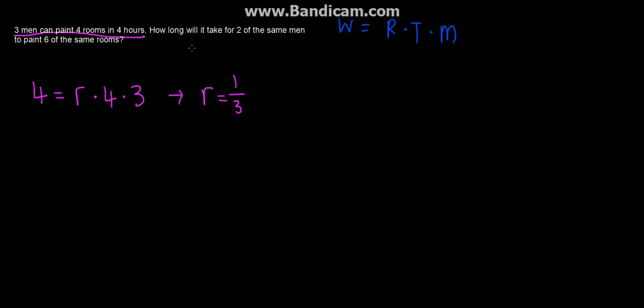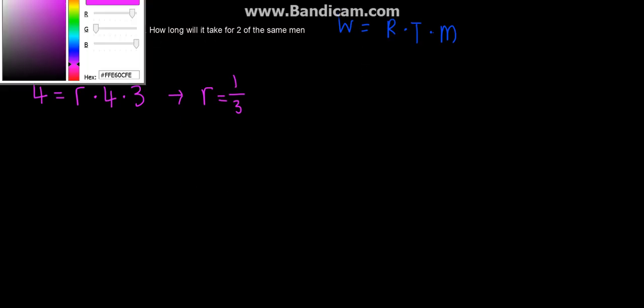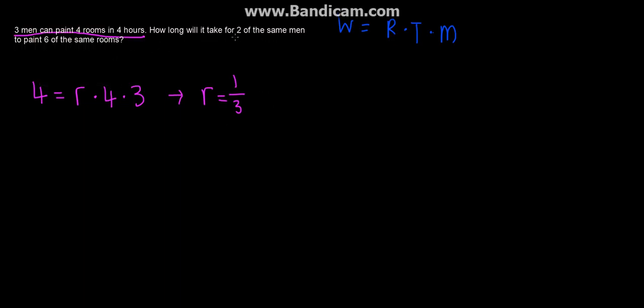So now let's look at the second part of the problem. How long will it take 2 of the men to paint 6 of the rooms? So our second part, the amount of work done is 6. And then the rate, we already know that's 1/3 per person. So it is 1/3 times the time. Do we know the time yet? No, so we'll say that that's our unknown variable t for time. And the amount of people is 2 people.